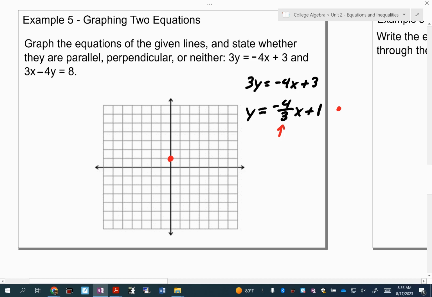Now, the way I teach it, it could be different from how you learned it, is I always try, if I have enough space, to move up always. So the numerator is 4. So that's my rise of 1, 2, 3, 4. Then because we have a negative slope, I'm going to move left 3 units, that run of 3. So 1, 2, 3, 4 up, and then 1, 2, 3 to the left. Same thing would go the other way. So down 1, 2, 3, 4, and then right 1, 2, 3. All right. So this is that first line.